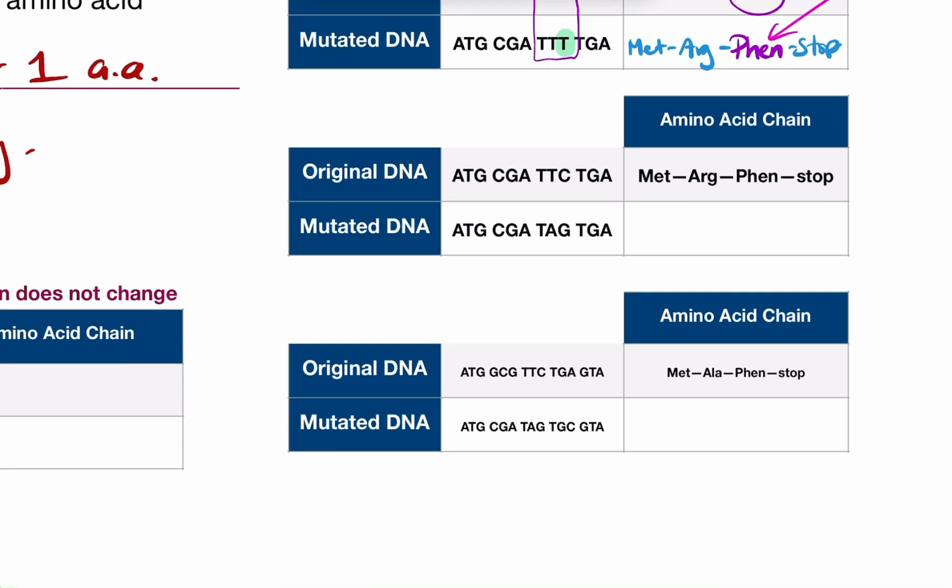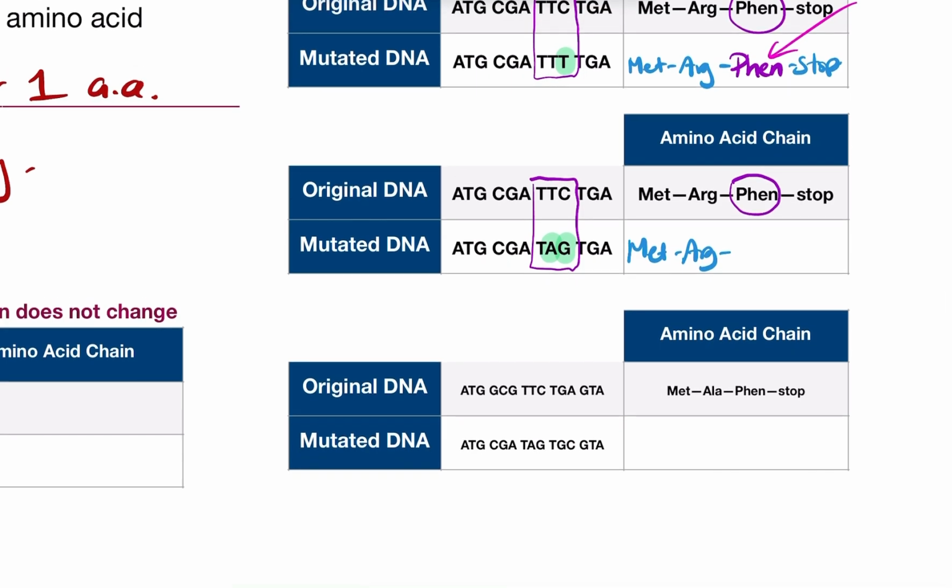Okay, let's try this next one here. So the original and the mutated. We've got ATG, ATG, CGA, CGA, TTC, TAG. Okay, that's the mutation. So it looks like the A and the T. The A has been changed. Oh, look at that. And the G. Okay, so two of them have been changed. And TGA, TGA. All right, so this is going to be different. Just that one. This is the one that's been mutated. That's once again phenylalanine. Okay, so we're going to have methionine. We're going to have arginine.